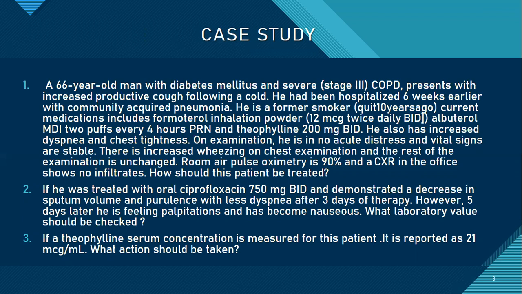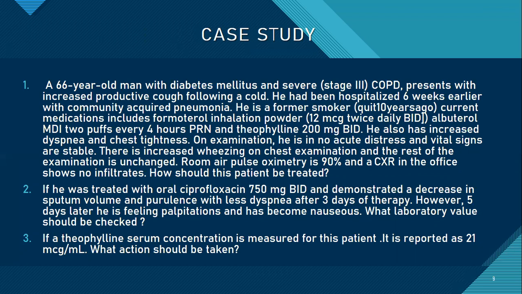On examination, he is in no acute distress and vital signs are stable. There is increased wheezing on chest examination and the rest of the examination is unchanged. Room air pulse oximetry is 90% and the CXR in the office shows no infiltrates. How should this patient be treated?